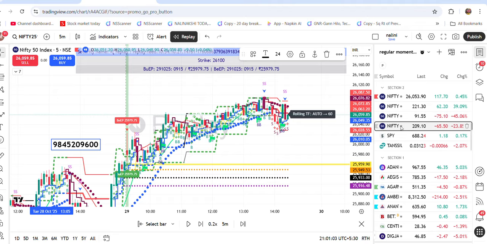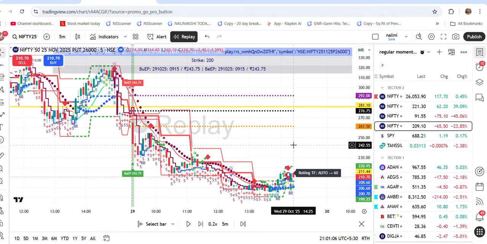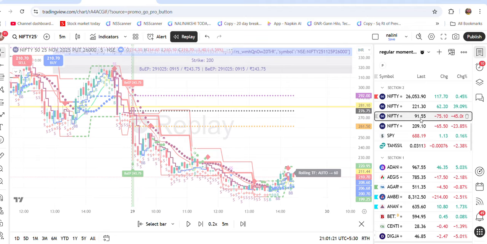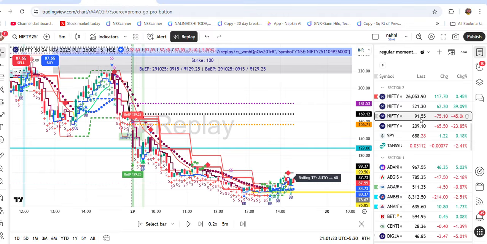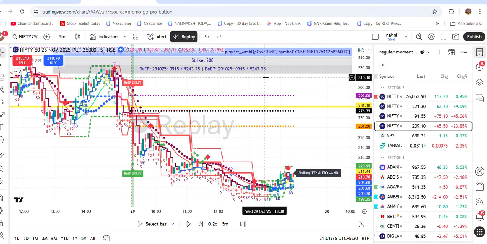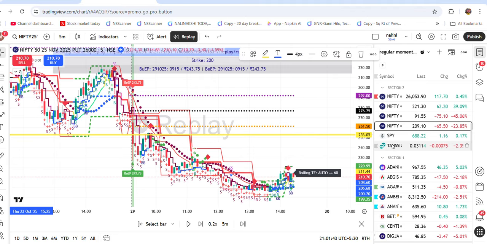For example, if I click on the put option, it suggested the 26,000 put option. This is the monthly expiry, the fourth expiry put option. This is suggesting 243 rupees. If it doesn't move above 243 rupees, it is going to go down. It is suggesting like that.